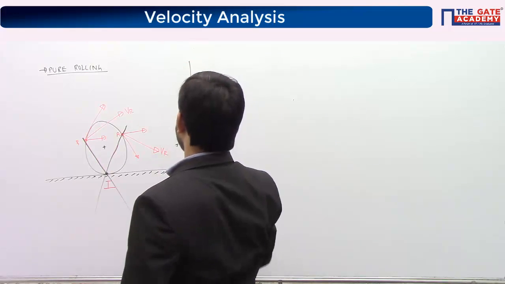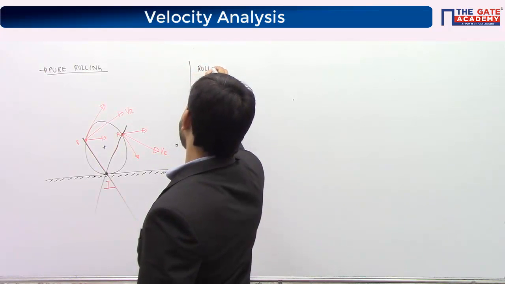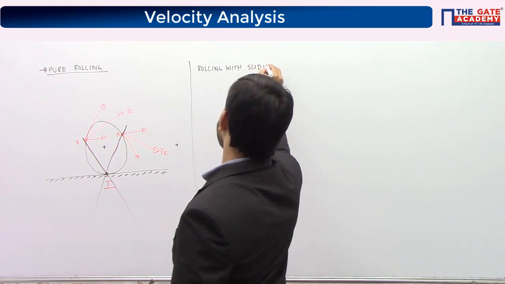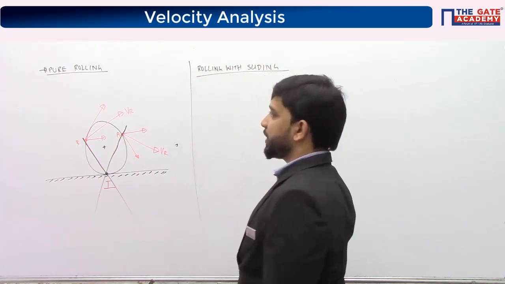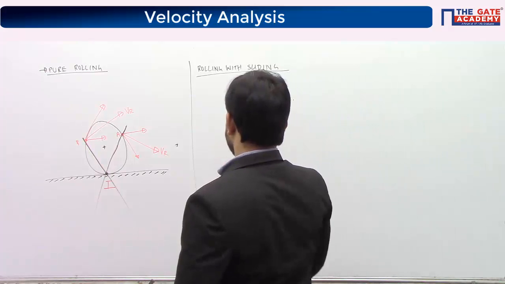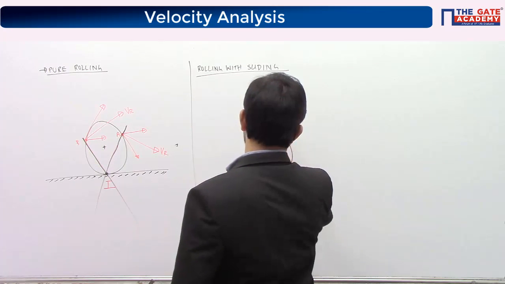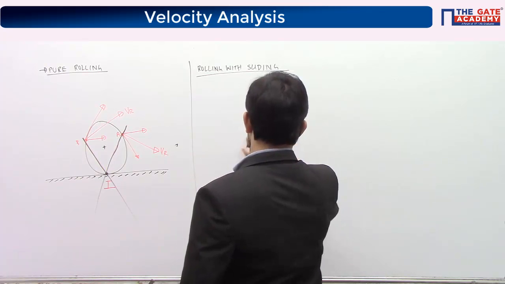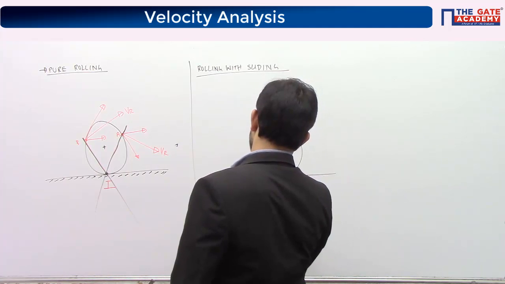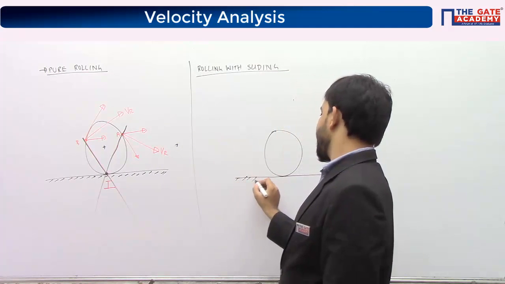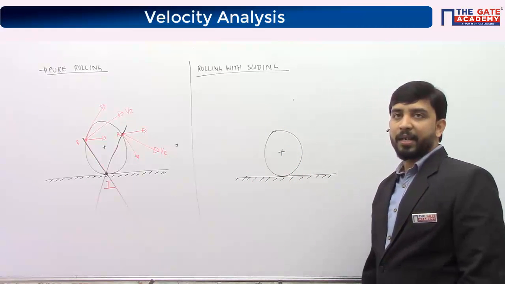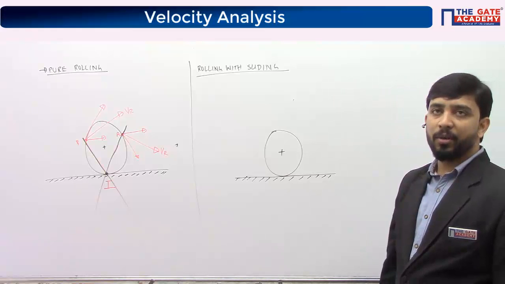Next item. Rolling with sliding, okay? So the disk is neither in pure rolling motion nor pure sliding. It's a combined motion, okay? The disk is rolling as well as sliding, okay? So where does the I center lie for a rolling and sliding combination?